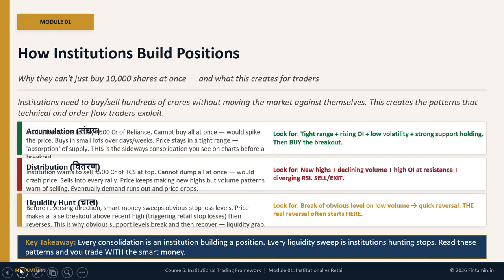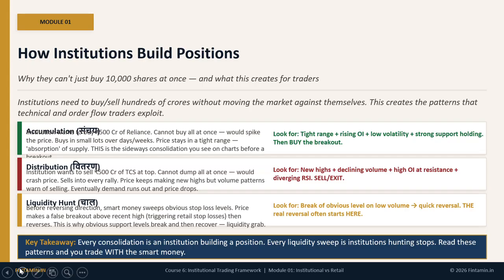Tight range plus rising OI equals accumulation. New highs plus declining volume plus large blocks being sold equals distribution. Brief false breakdown that immediately reverses equals liquidity sweep. The real reversal starts from here.